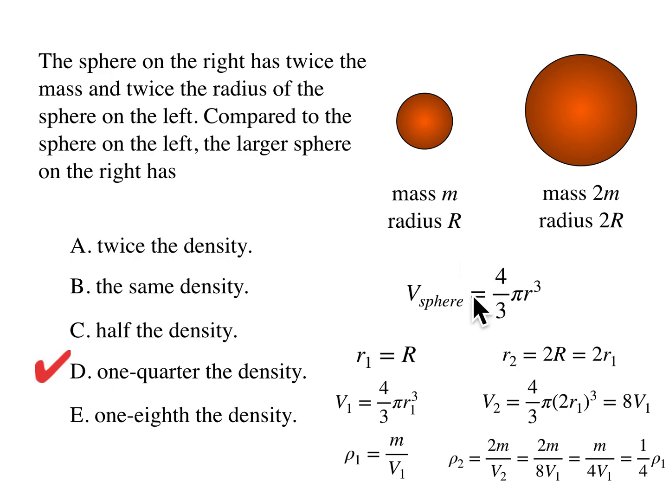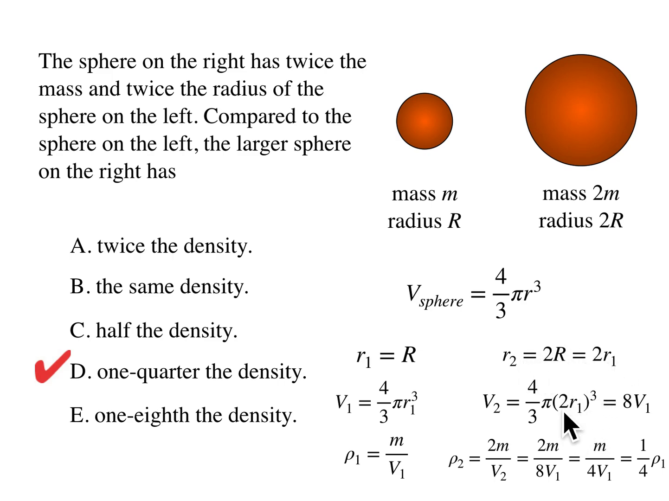So the volume of a sphere is given by 4/3 pi r cubed. So I'll call the small sphere object 1, the big sphere object 2. The radius of the small ball is just equal to big R, where the radius of the larger ball is equal to 2 times r, or 2 times the radius of the small ball. The volume of the small ball is just 4/3 pi r1 cubed. The volume of the big ball is 4/3 pi times r2 cubed, where r2 is equal to 2 times r1.